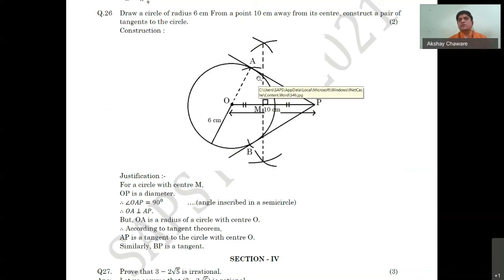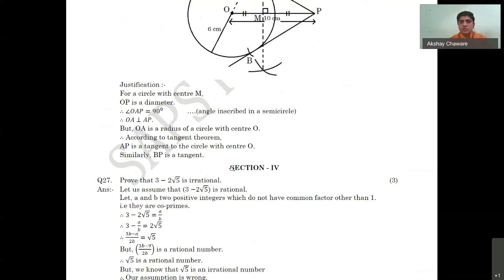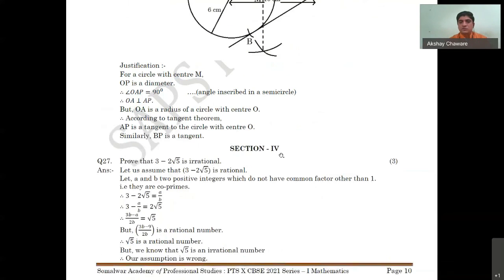to the radius. So we can say that PA is a tangent, and similarly PB is also a tangent. Now these questions were 2 marks questions. Now let's come to the 3 marks questions, section number 4. Prove that 3 minus 2 root 5 is an irrational number.